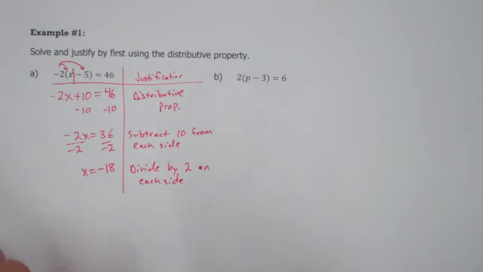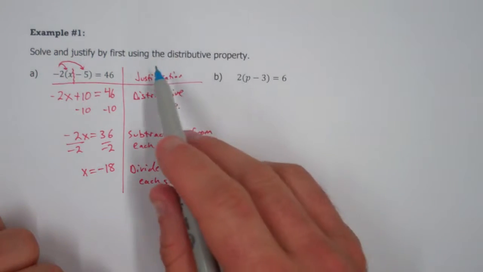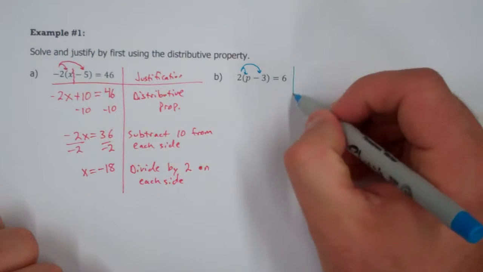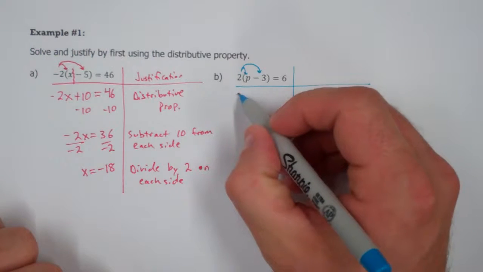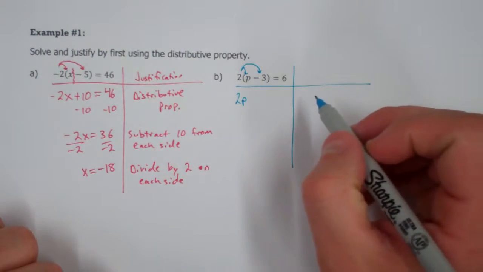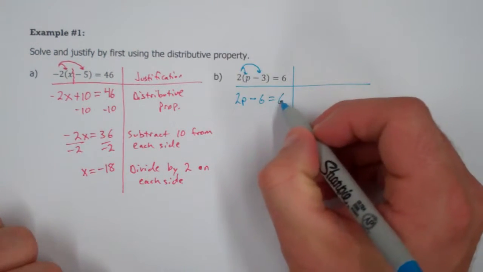Let's solve b together. We'll switch to a different marker here, so this might be a little bit better for you and make sense so you can see it. We could divide by 2 here. That would work, but we are asked to use the distributive property, so we'll try to keep with that. And then we're going to justify here as well. So we've got 2 times p, which is 2p. Remember, this is a +2, so positive times a negative is a negative. And we've got 2 times 3, which is 6.